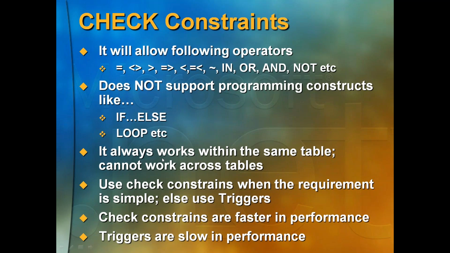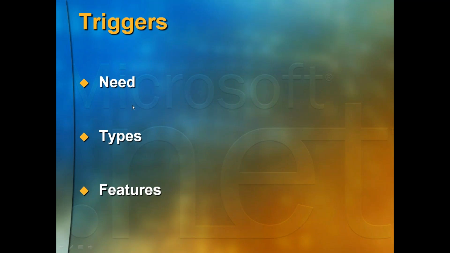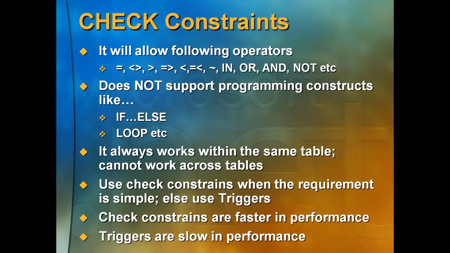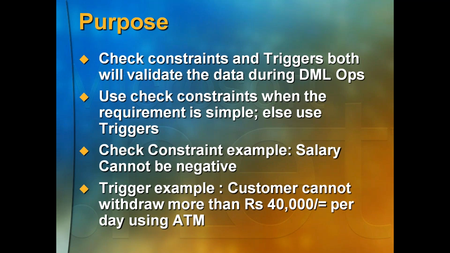And if you want to check the data across the tables, if validation is to happen across the tables, you have to use triggers. Now you tell me, what is the purpose of a trigger or what is the need of a trigger? The need of a trigger is to validate the data. Clear? The complex validations. I'll give you a few more examples for the complex validations.